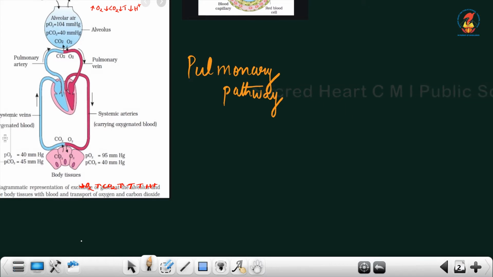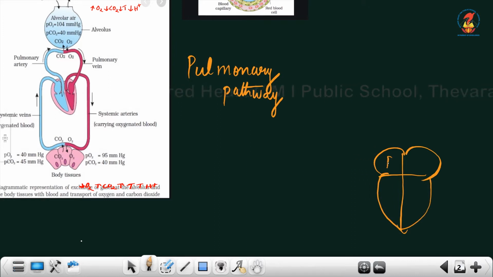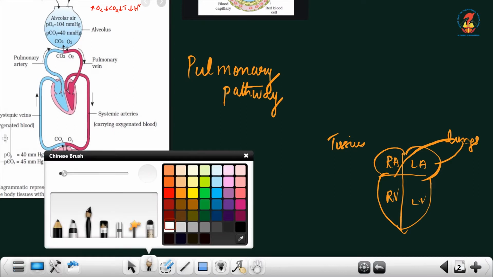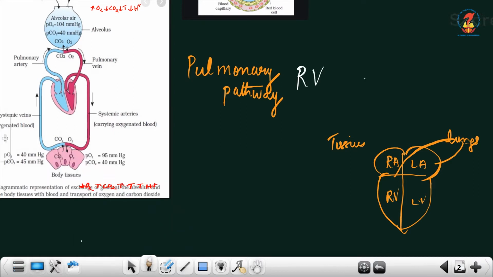Pulmonary pathway, suppose this is the heart. If I draw the heart roughly, this is the right atrium, right ventricle, left atrium, left ventricle, and here I have to denote the lungs, and this side I denote the tissues. Okay, so now we will concentrate only on the pulmonary pathway, from the right ventricle to the lungs and from the lungs to the left atrium. So I am going to put it on the board. Right ventricle to the lungs and from the lungs to the left atrium.